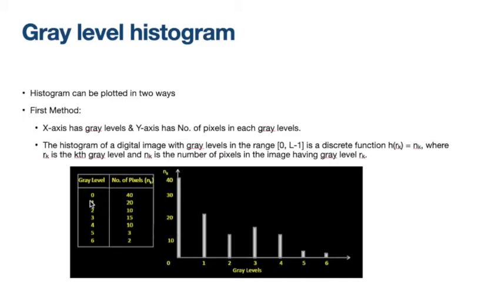For gray level 0, there are 40 pixels, so that is plotted here. For gray level 1, there are 20 pixels, that is plotted here. For gray level 2, there are 10 pixels, which is plotted here. Similarly, for all the gray levels 0 to 6, the corresponding number of pixels are plotted here. So this is a histogram. This is one method for plotting a histogram.